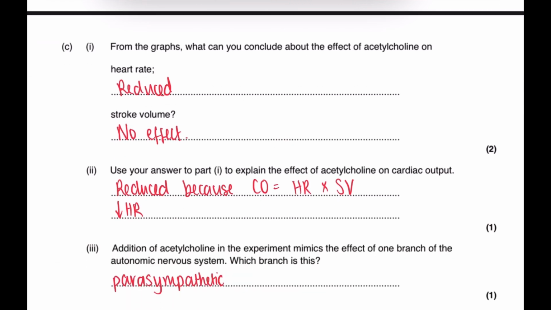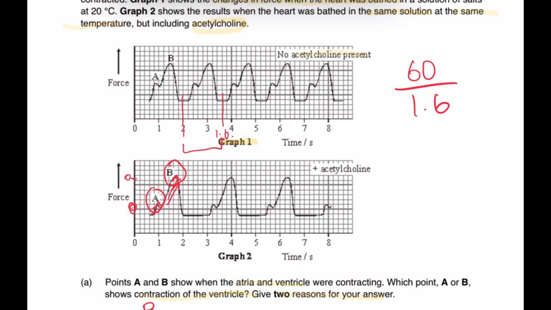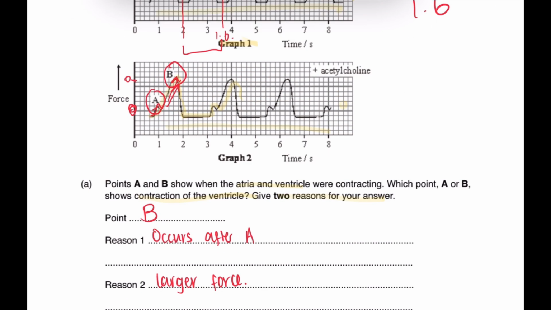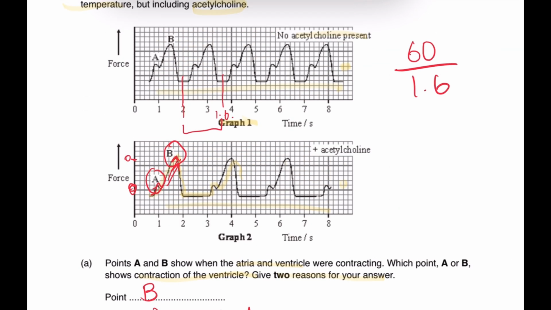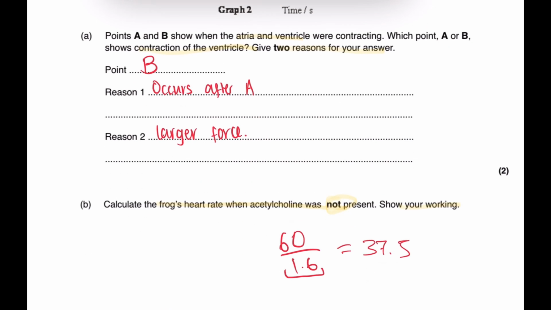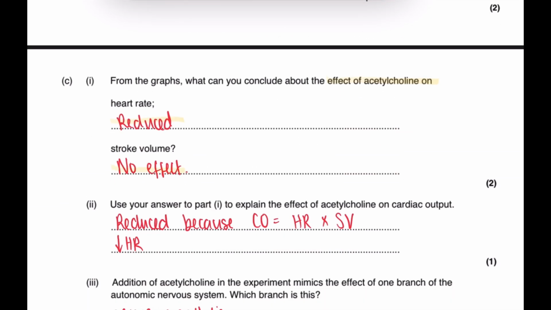From the graph, what can you conclude about the effect of acetylcholine on the heart rate? Our heart rate is how many times the cycle occurs. We can say that over here there's many more than over here. The cycle goes 3 times over here, while here it goes 5. So we can say it's reduced. On the stroke volume, we can see that the forces are basically exactly the same, which reflects the pressure the blood goes out at, which is linked to our stroke volume. Because it's the same, we just say it has no effect.